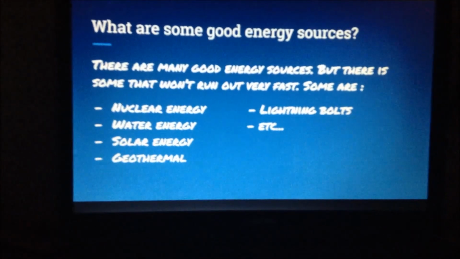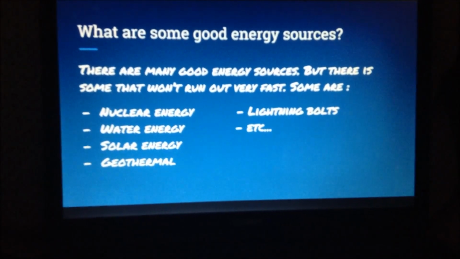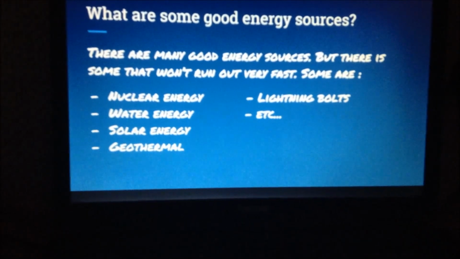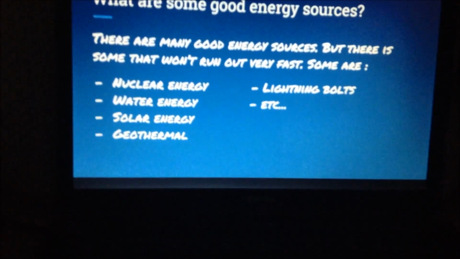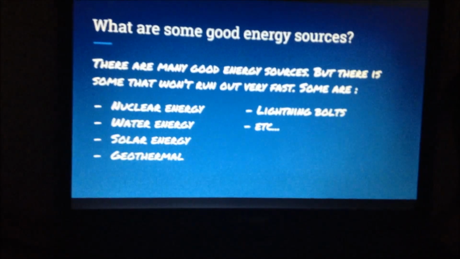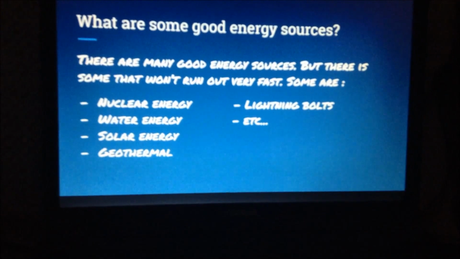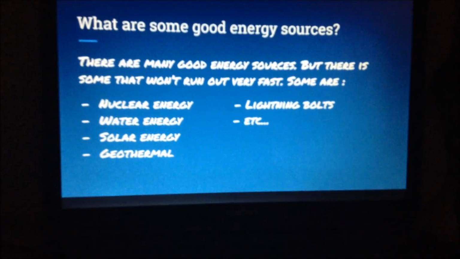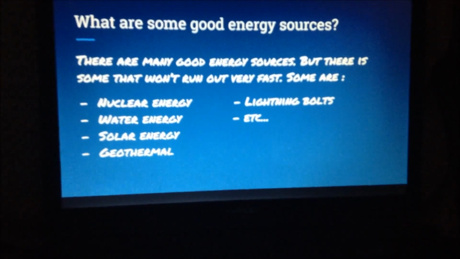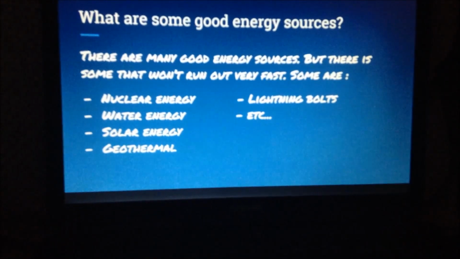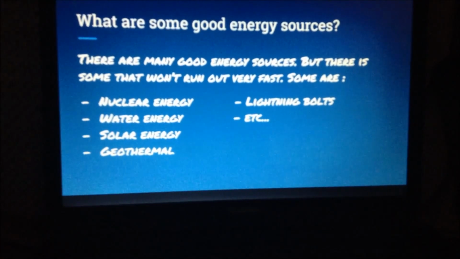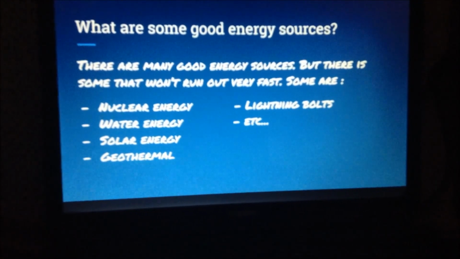What are some good energy sources? There are many good energy sources, but there are some that won't run out, of every size. Some are nuclear energy, water energy, solar energy, geothermal energy, lightning energy, etc. Nuclear energy is splitting atoms apart. Water energy is using dams. Solar energy is basically the sun. Geothermal energy is basically getting heat from the earth to power your machines. Lightning bolts, I already talked about.